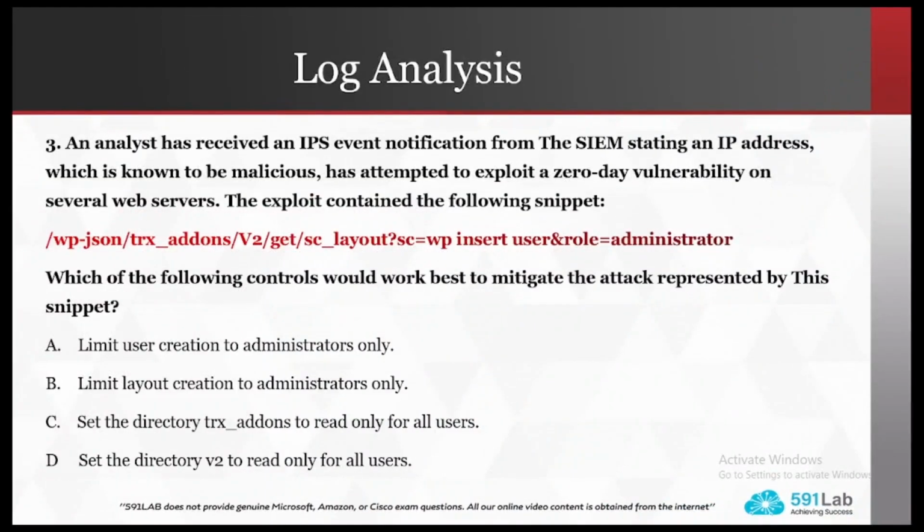Question number 3. An analyst has received an intrusion prevention system event notification from the security information and event management system, stating an IP address which is known to be malicious has attempted to exploit a zero-day vulnerability on several web servers. The exploit contains the following snippet: wp-json/wp/v2/users, which is equivalent to wp_insert_user, and the role is equivalent to administrator. So which one of the following controls would work best to mitigate the attack represented by this snippet?